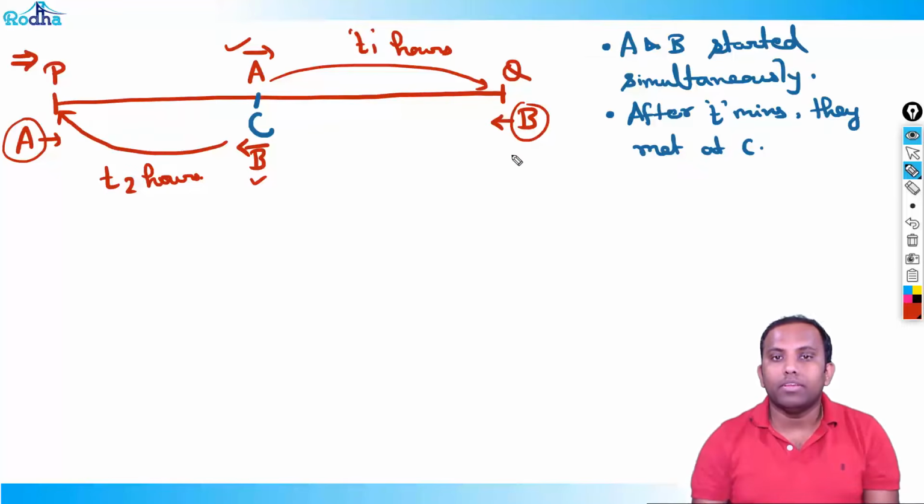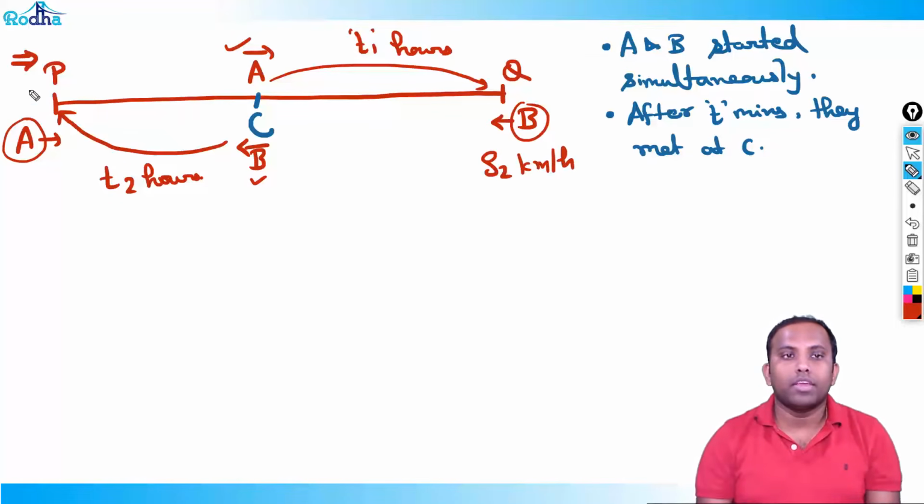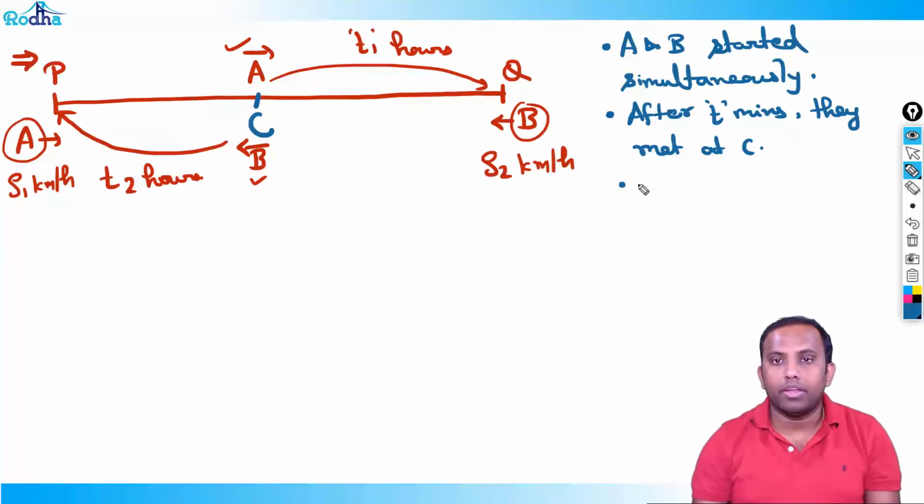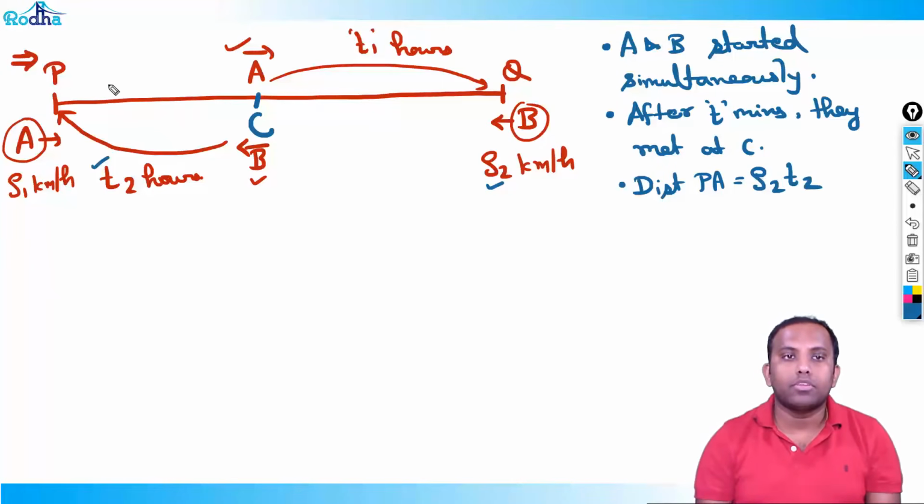Let's say the speed of B is S2 kilometer per hour, and the speed of A is S1 kilometer per hour. Right? So what is the distance now? This distance PA is covered by B in T2 hours at the speed S2, which is the speed of B. What is the distance? Speed into time, S2 into T2. So this distance is S2 T2.